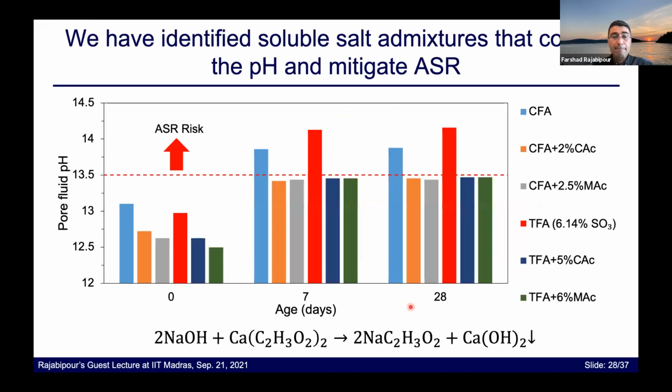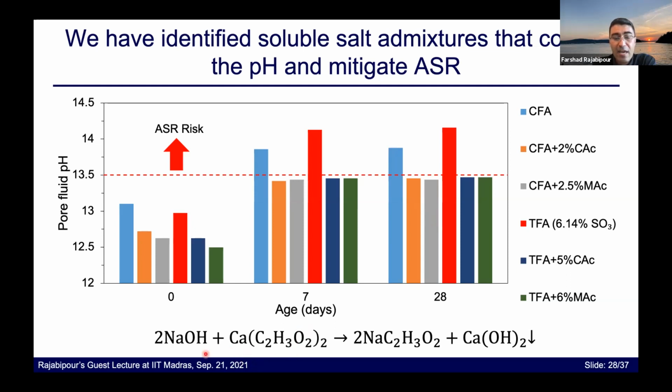Now, the question is, what can be done about this? Well, fortunately, there is a solution. We've actually worked as part of a recent project. We've developed soluble salt admixtures that can control the pH of concrete. An example of such a soluble salt is calcium acetate, which I already touched on before.